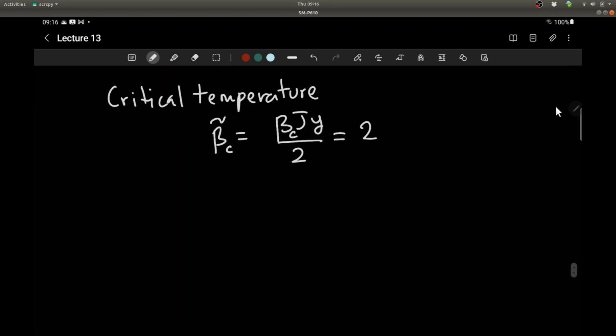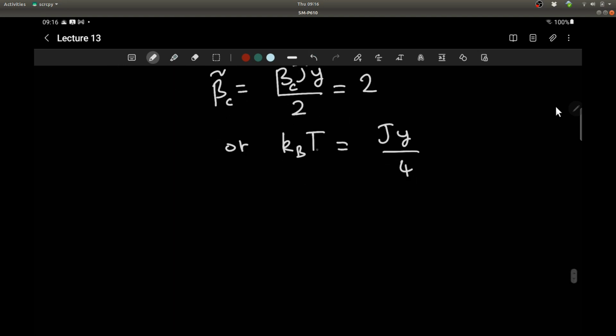Okay. So what does this mean? It just means that kBT is equal to Jy by 4. Okay, so this Tc is called the critical temperature. So I don't need to write a second equation. I can just take kB to the other side. Okay.